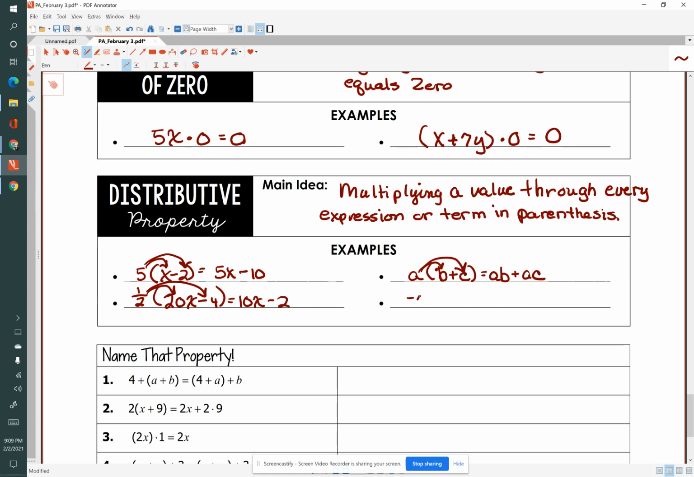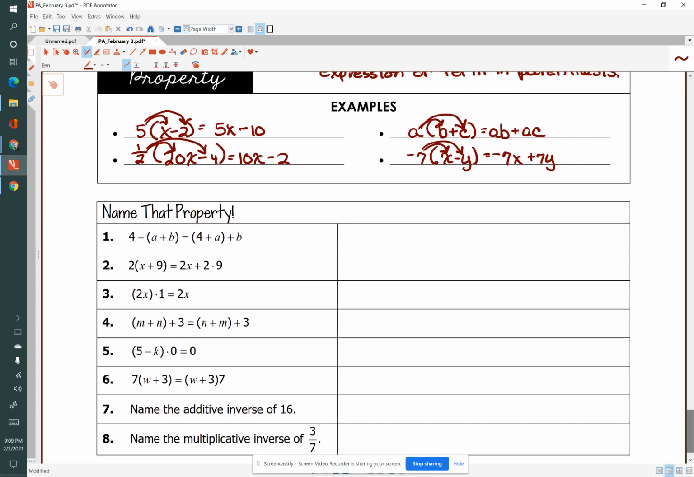And if we have an integer outside of a quantity in parentheses, in this case x minus y, negative 7 times x is negative 7x, and then negative 7 times negative y is positive 7y. So we're going to look at these examples at the bottom of the page, name that property, and see which property we're looking at. So here we have 4 plus this grouped property of a plus b, and on the other side we have 4 plus a grouped together, and that is the associative property of addition.